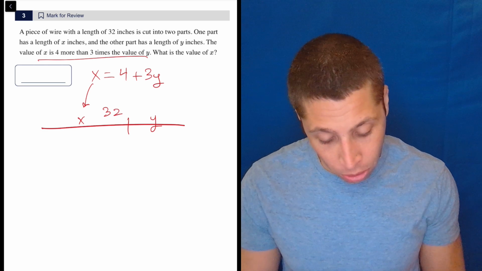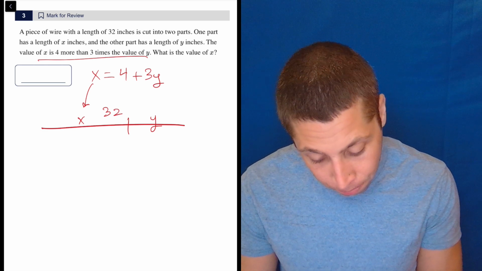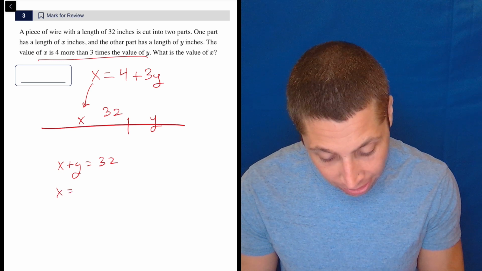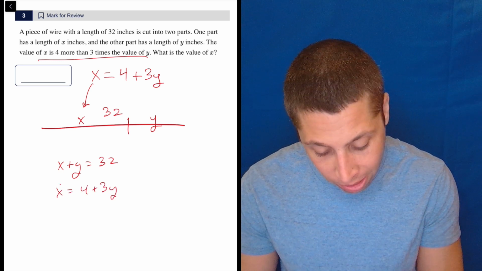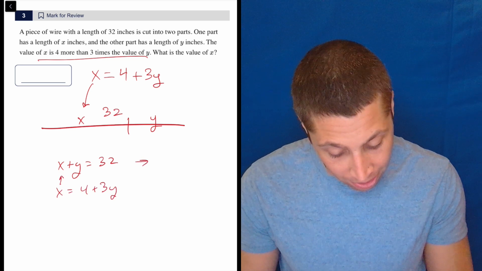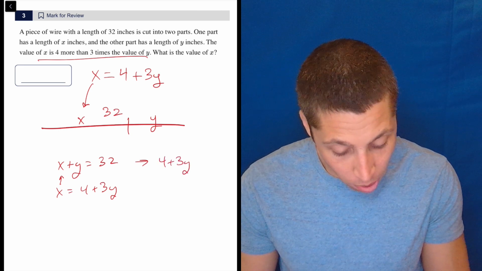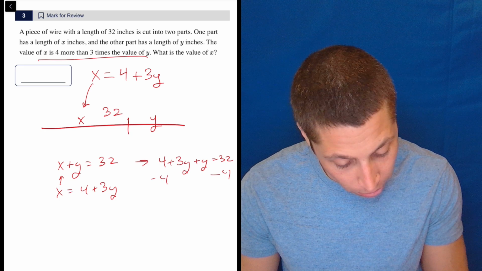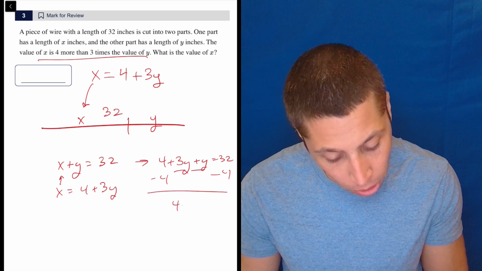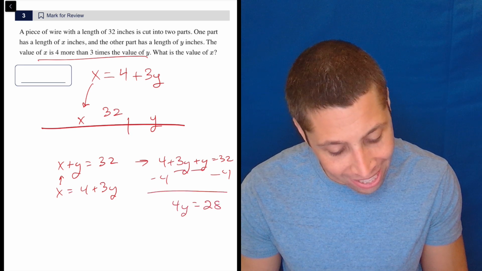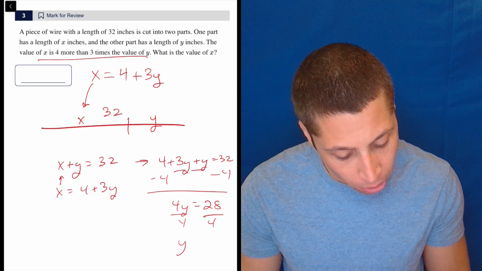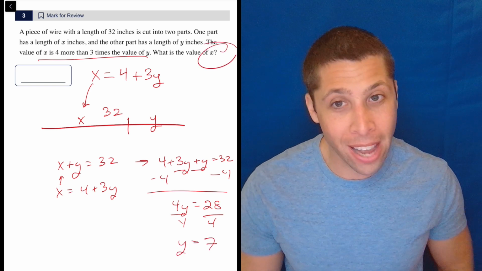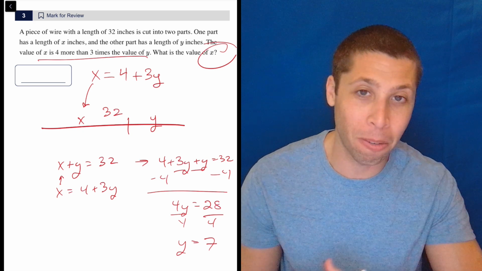So there's a couple ways to do it. We could just do the algebra here. So we would do x plus y equals 32. Since x equals 4 plus 3y, we can substitute in. So we get 4 plus 3y plus y equals 32. So minus 4, combine like terms. We get 4y is equal to 28, divide by 4, y is equal to 7. But they, of course, want the value of x. That's not a coincidence. They are doing that on purpose to mess with you.